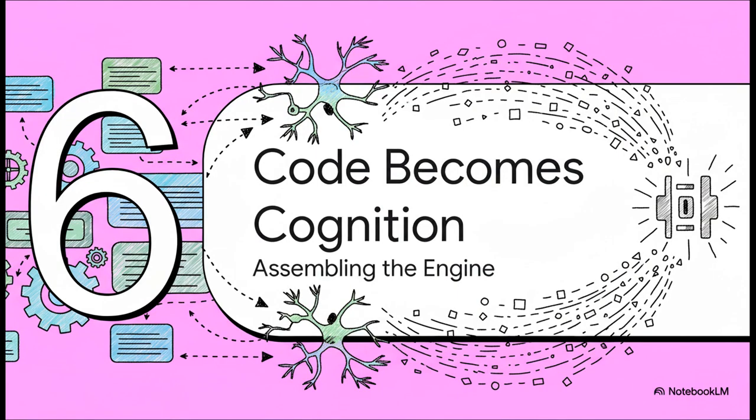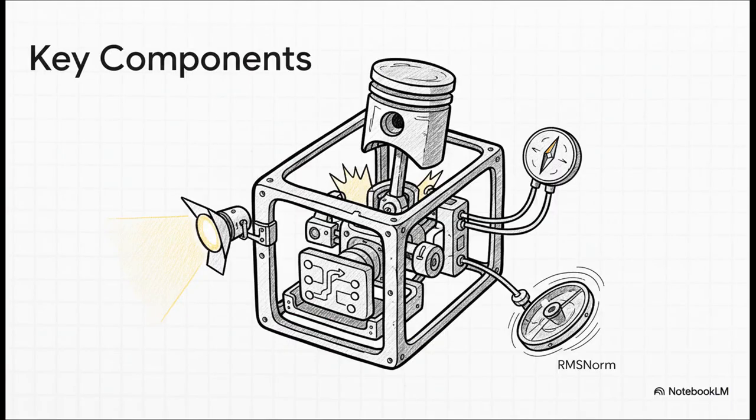So now let's zoom back out and just see how all of these incredible modular pieces of code snap together to create a complete cognitive engine. So here's the crucial takeaway. What looks like this incredibly complex AI is actually a beautiful assembly of really well-defined parts.